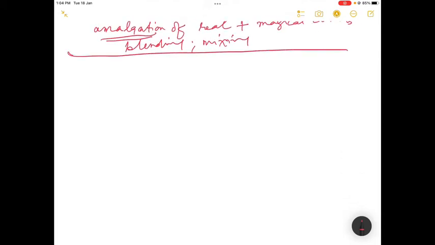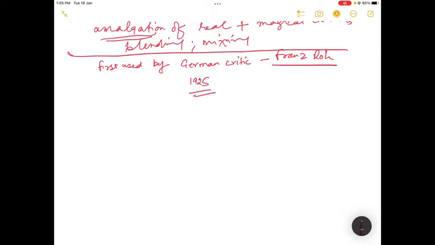Now the term magic realism was first used by a German critic, Franz Roh. Such kind of questions are generally asked in competitive examinations, which conduct objective type examinations. So it was used by German critic Franz Roh in the year 1925. He used the term to describe a new objectivity.